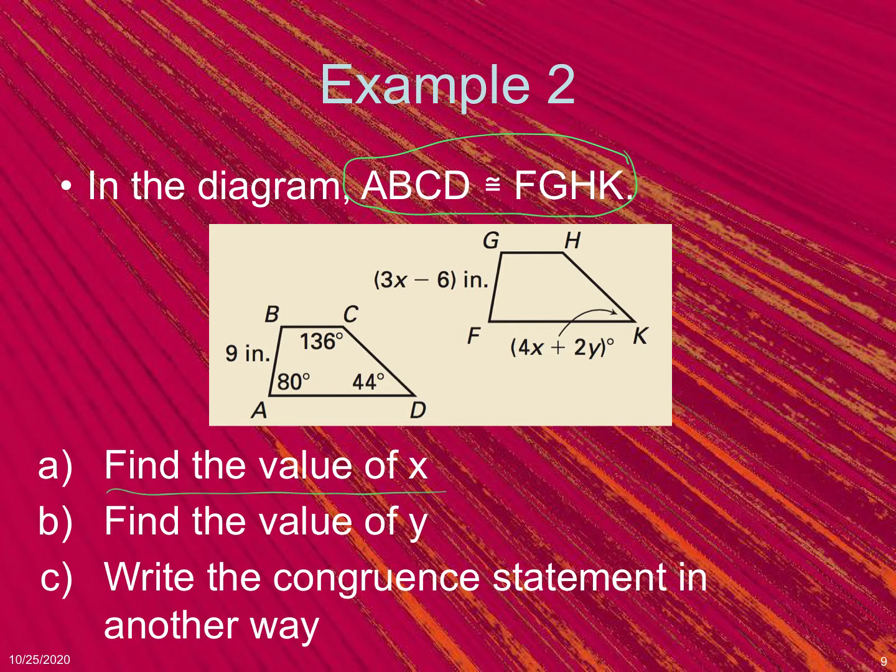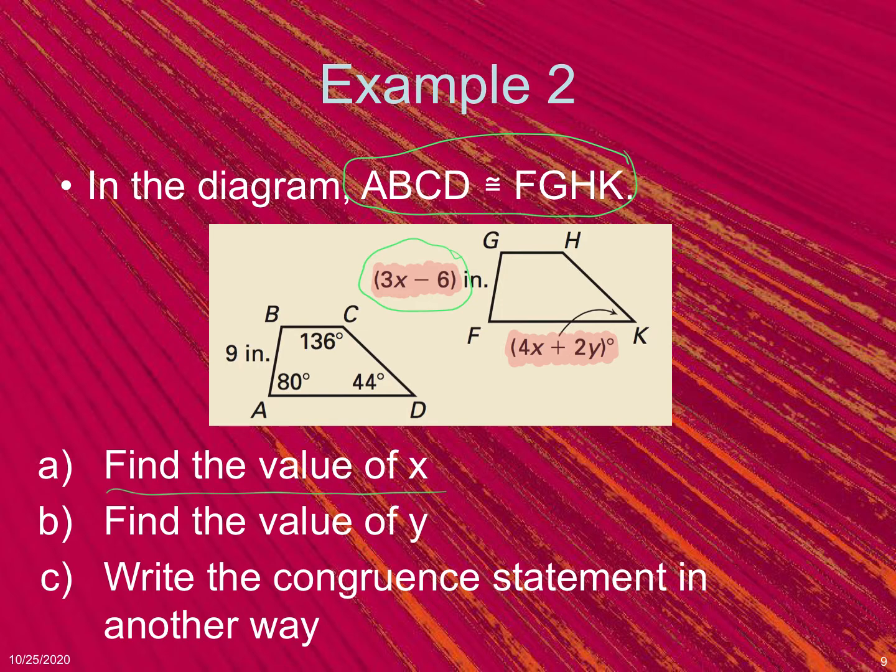So what I want you to do is highlight all the pieces of information in your diagram that include X. So I see a 3X minus 6, and I see a 4X plus 2Y. You guys cool with that? Mm-hmm. Which one should we start with in order to solve for X? Why the 3X? There's no Y, okay? Always start with the one that only has X, because you're going to be solving for two variables here. So solve for X first and then use that X to find out Y.